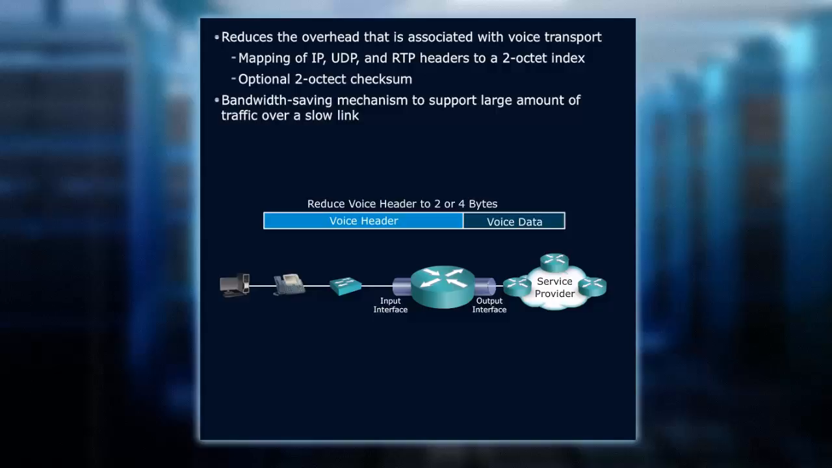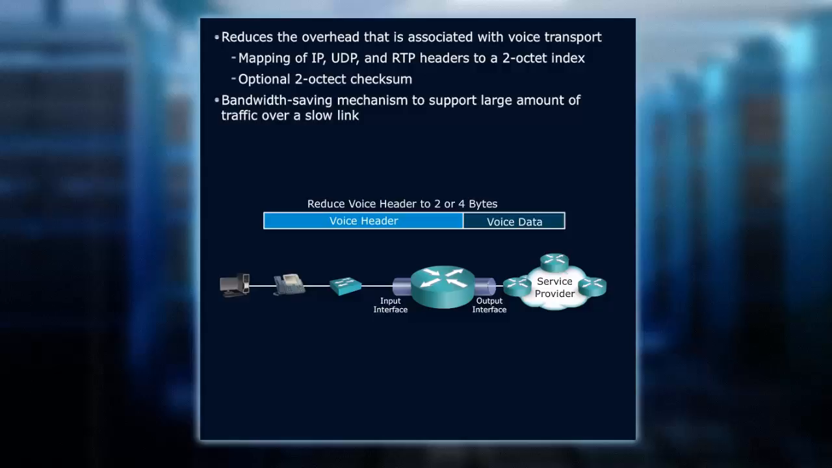And the other impactful point about header compression is that both ends of the link have to have header compression turned on. If you have a compressed packet, if you will, coming across a link, and the other end of the link doesn't have compression turned on, it is not going to know what to do with that header, right? What's this 2 or 4 bytes I'm seeing?